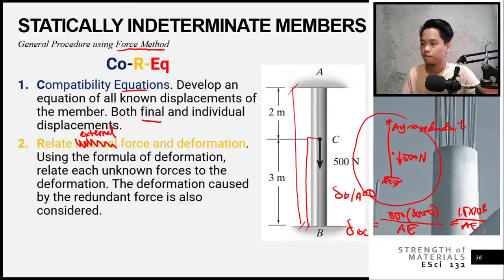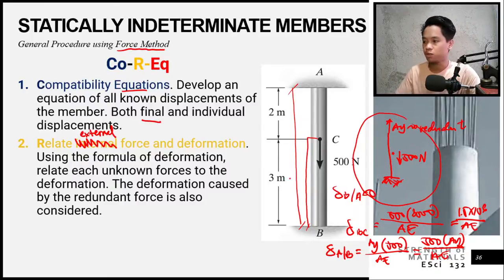over AE, right? Now for the deformation of A to B, it is at the tip, right? Therefore the deformation of A with respect to B would be equal to AY multiplied by what? That would be multiplied by the length, which is 5,000, over AE. Therefore that would be equal to 500 AY over AE.